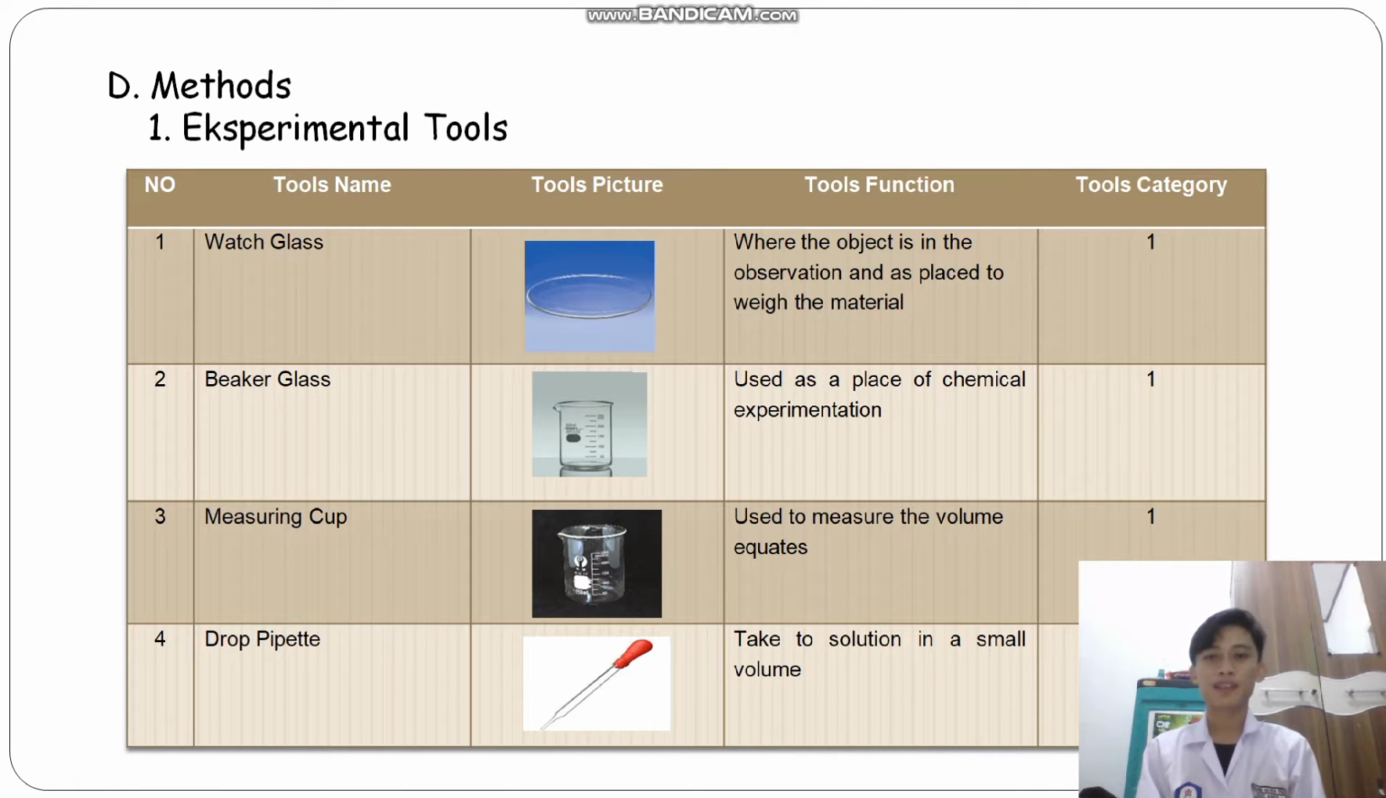D, methods. Number 1, experimental tools. Tool name, number 1, watch glass. Tool function: where the object is observed, and a place to weigh the material, category 1. Number 2, beaker glass, used as a place for chemical experiments, category 1. Number 3, measuring cup, used to measure the volume of aqueous solutions, category 1. And number 4, drop pipette, the function is to take a small volume of solution.